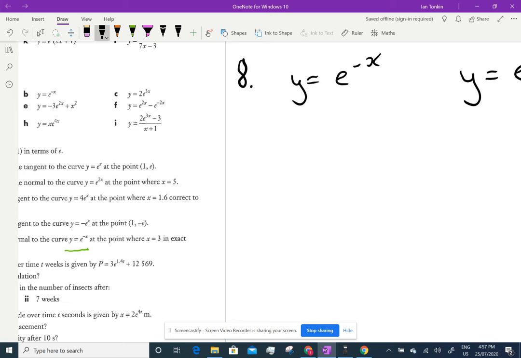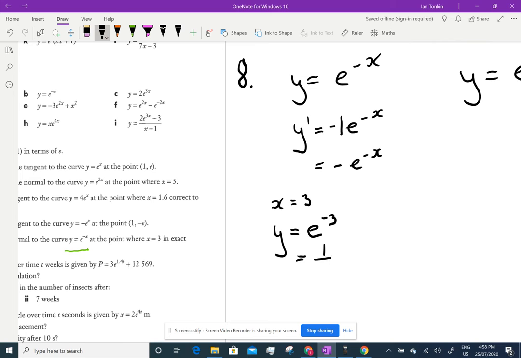Well, the first thing I have to do is differentiate it. That's pretty easy. It's the same thing, e to the minus x multiplied by the derivative of the exponent, so minus 1, and we can just write that as minus e to the minus x. Now, what do we know? We know that x is 3. Well, what does y equal? y equals e to the minus 3, which you should know is 1 over e to the 3.